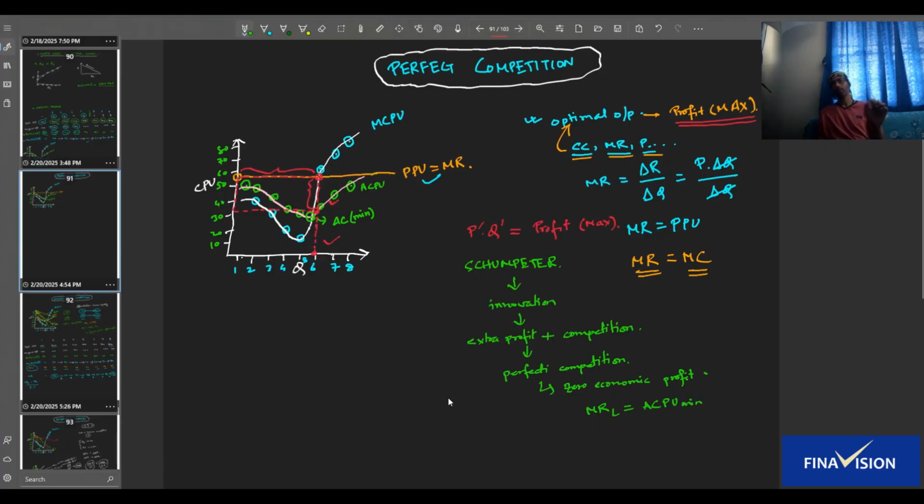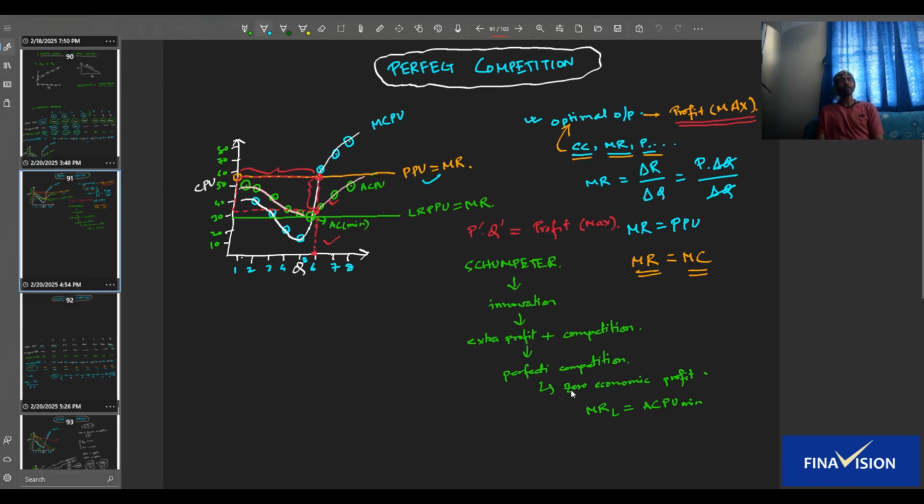Now we already know that point, right friends? We already know the average cost minimum point here. We will draw a horizontal line which will pass through this point. So let us draw that. So this is the long run price per unit, and this is where the company will operate, and this will also be the long run marginal revenue curve, right friends?